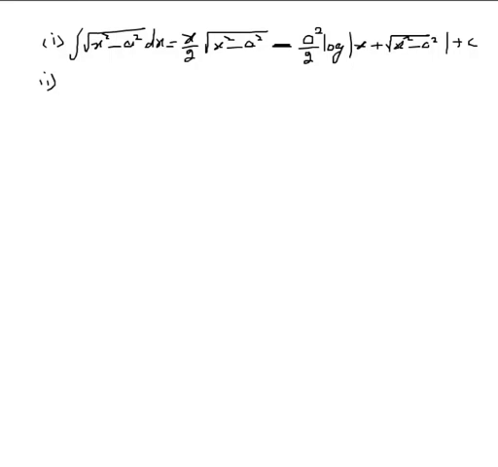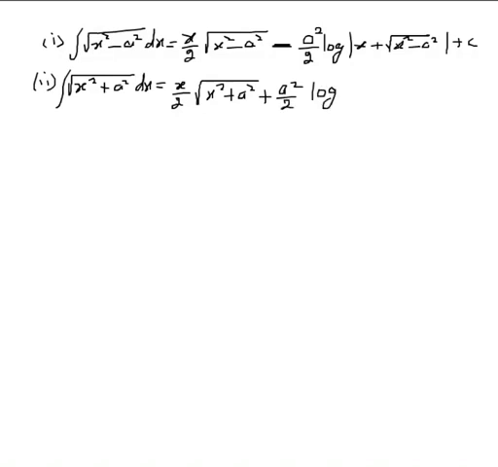Now the second formula, integral root of x square plus a square dx. So the first term will be x by 2 root of the same expression plus a square by 2. Formula for integral of 1 by root of x square plus a square was log of x plus root of x square plus a square. Second term will be that formula.